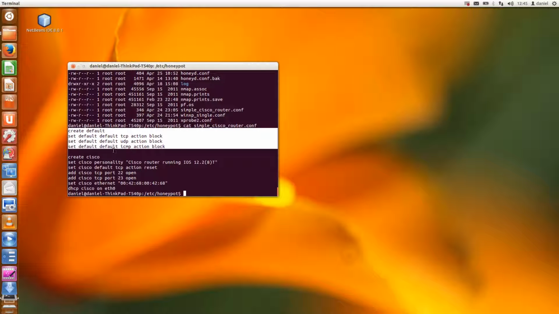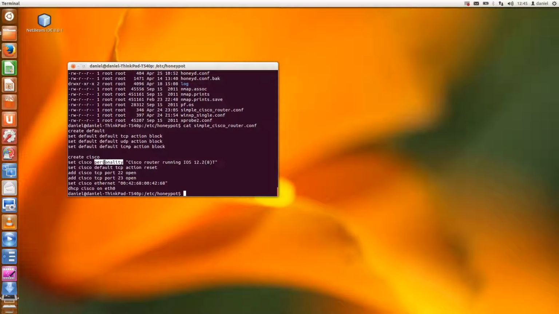So I created a Cisco personality. The nmap.print file shows you all the different supported personalities of HoneyD. So I chose one that is potentially vulnerable. I'm looking at Cisco routers, iOS version 12.2. From a vulnerability perspective, I'm looking at the entire 12.0 series of iOS versions, and potentially I can get some vulnerabilities detected in Nessus.